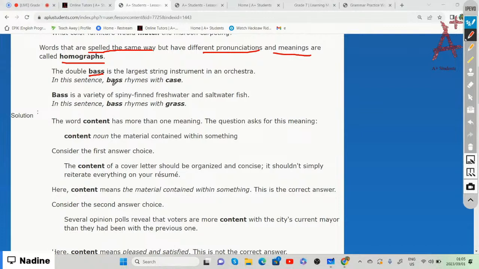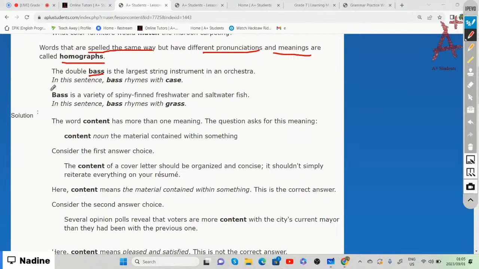Then it says in the sentence, bass rhymes with case, right? So as much as bass is spelled B-A-S-S, it is pronounced as case. So bass, case. Then we have bass, which is a variety of spiny finned fish, water and saltwater fish. And in the sentence, bass rhymes with grass. So bass rhymes with grass.